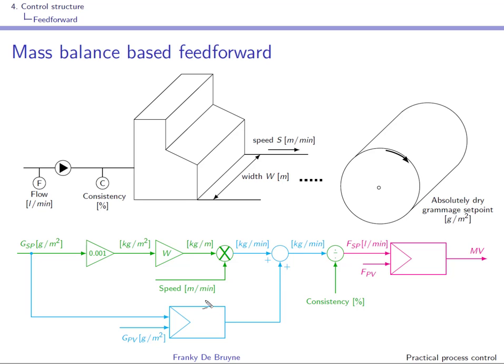The grammage feedback controller is not a PID controller, but is often a model-based controller with scheduling of the model parameters. This will be discussed later on in the course, and as you can see, the controller corrects the mass flow that has been pre-computed by the feedforward. By correcting the mass flow in kilos per minute and not the stock flow in liters per minute, we can use the consistency measurement to anticipate the influence of consistency variations on the total mass flow.